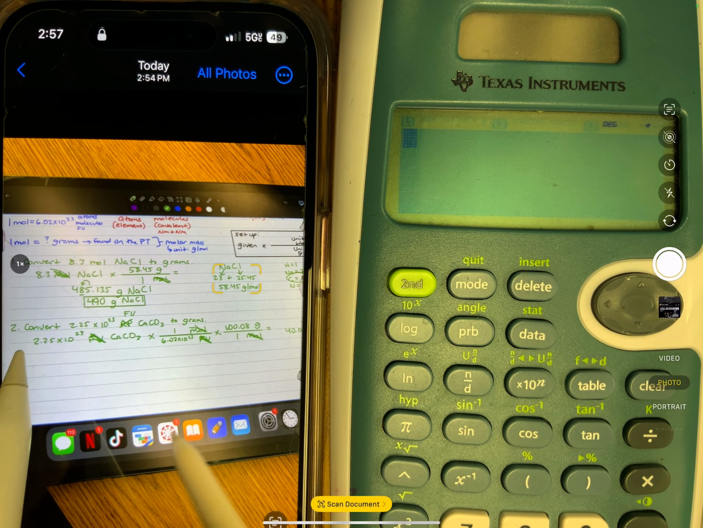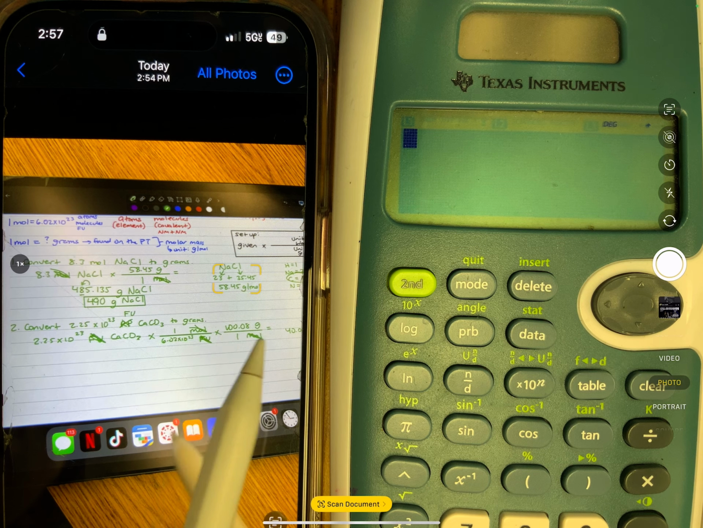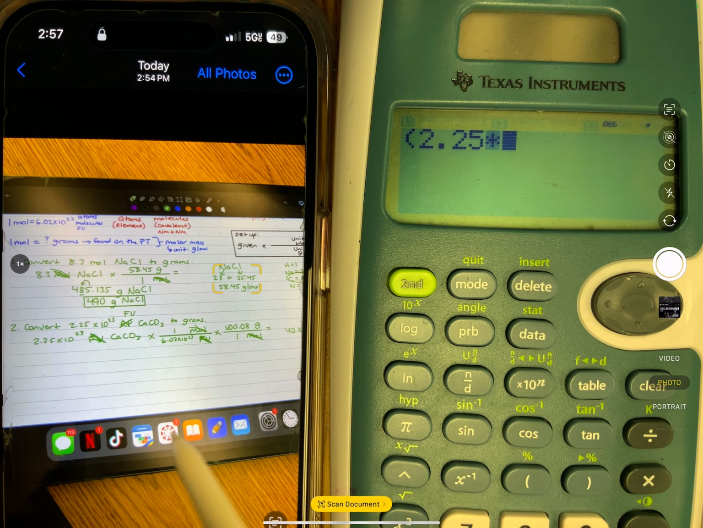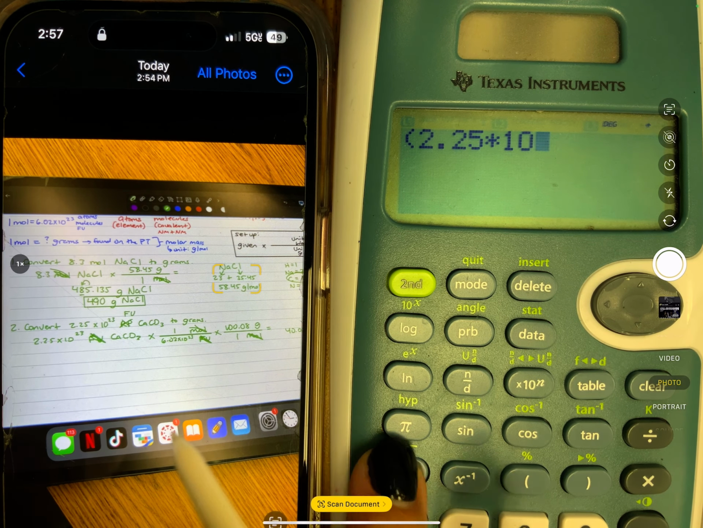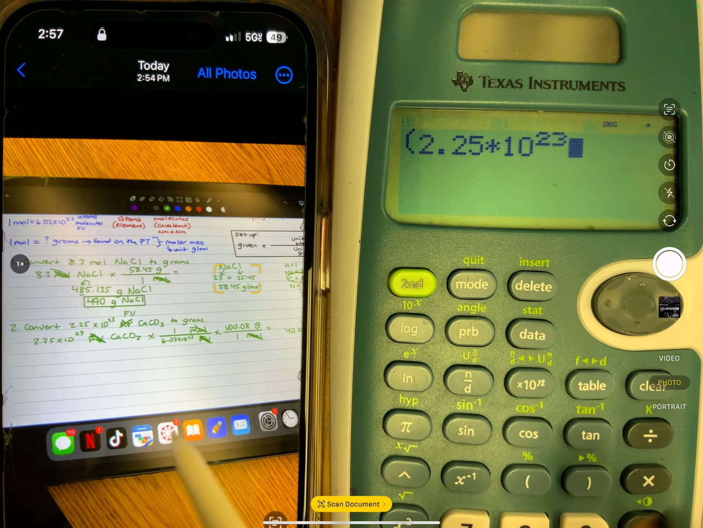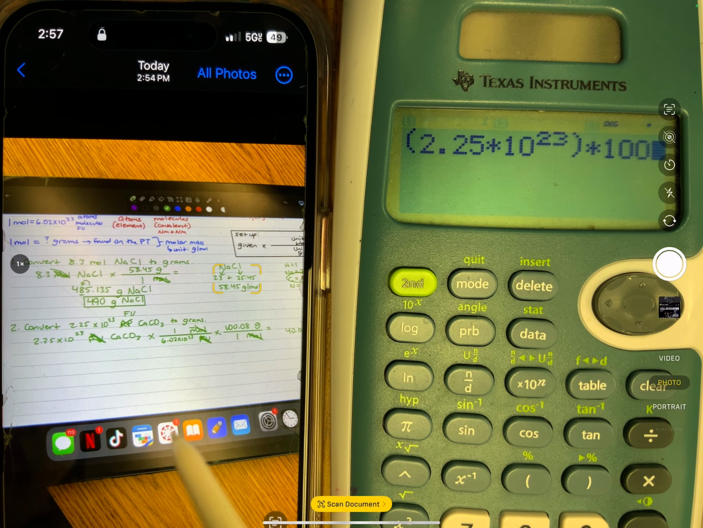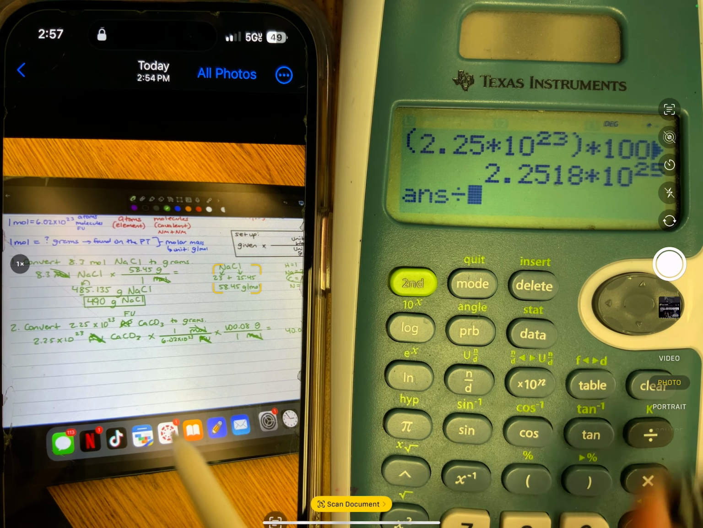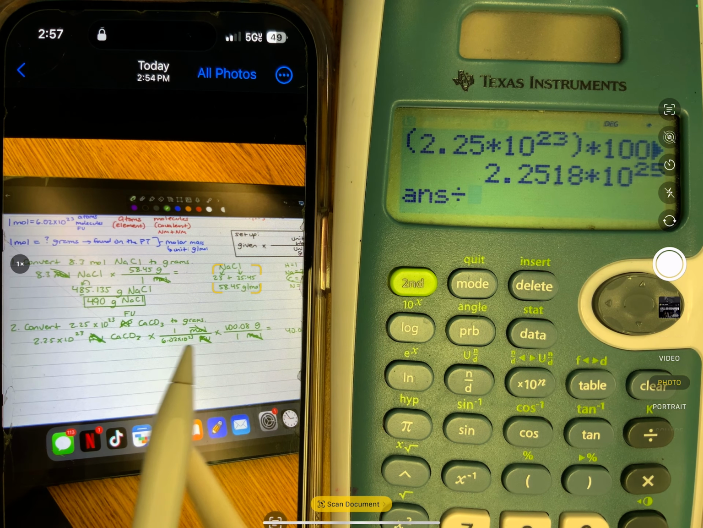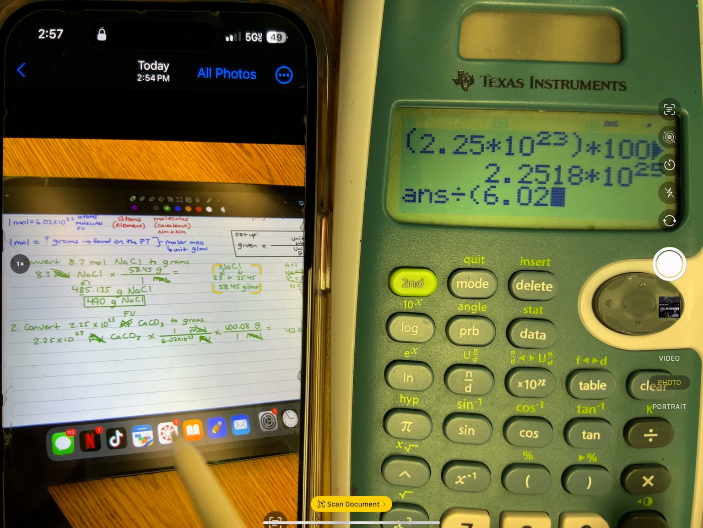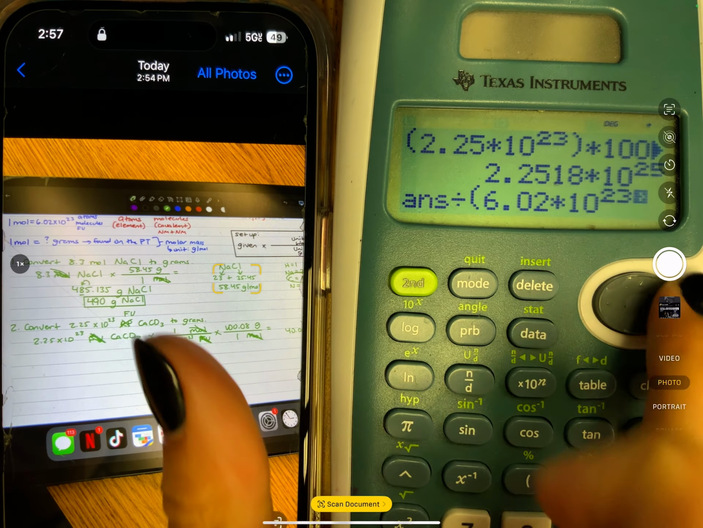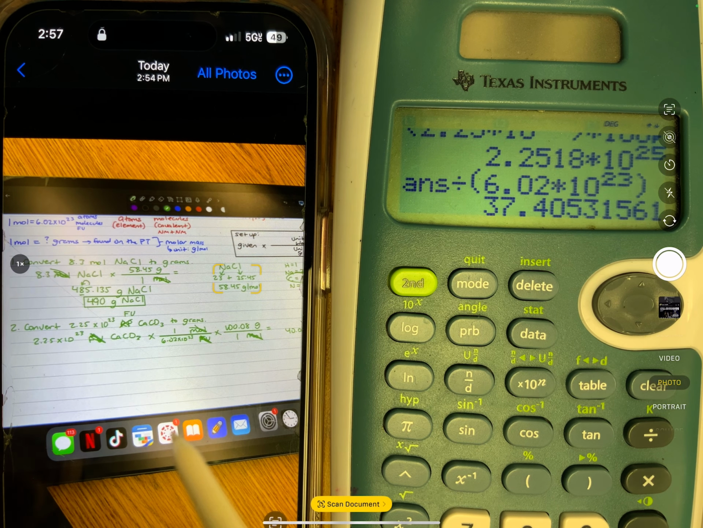You can multiply the formula unit with the grams and divide it by the bottom. Yes, but I need to put it in parentheses if I do that. 2.25 times 10 to the power of 23, and I'm multiplying that by the 100.08. That doesn't have to be in parentheses, only the scientific notation. Then I divide that whole thing by the bottom number. Again, that's a scientific notation value. I need to put it in parentheses or it's going to mess up my calculations. Same exact answer. Yes.